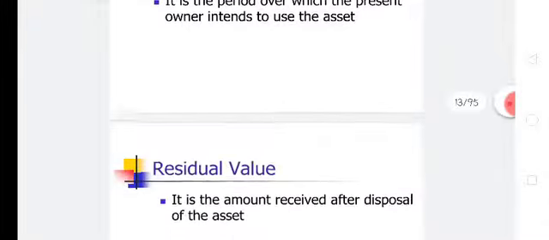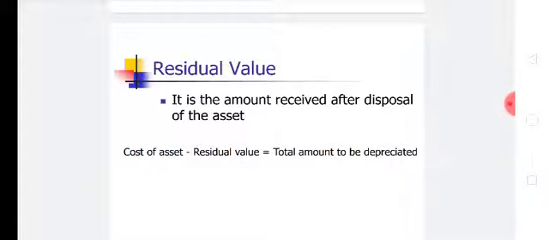And what is residual value? It is the amount that is received after disposal of the asset. Now what is the disposal of the asset? For example, you have purchased a car for 10 lakh rupees. After 5 years you have sold it for 2 lakh rupees. So the difference between the purchase price and the sale price, the sale price is 2 lakh rupees after 5 years. So it means the residual value of that car is only 2 lakh rupees. Okay, so residual value, you got it? Is there any doubt? Okay, thank you.